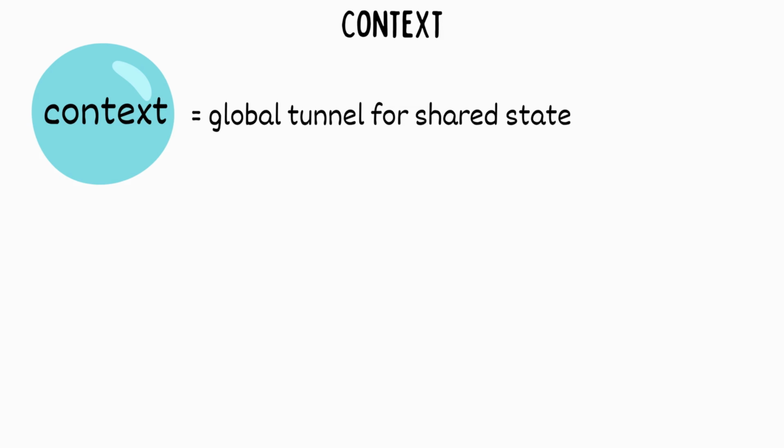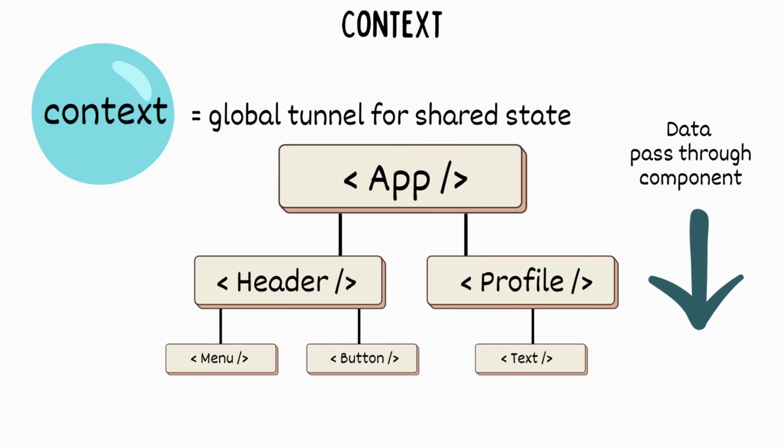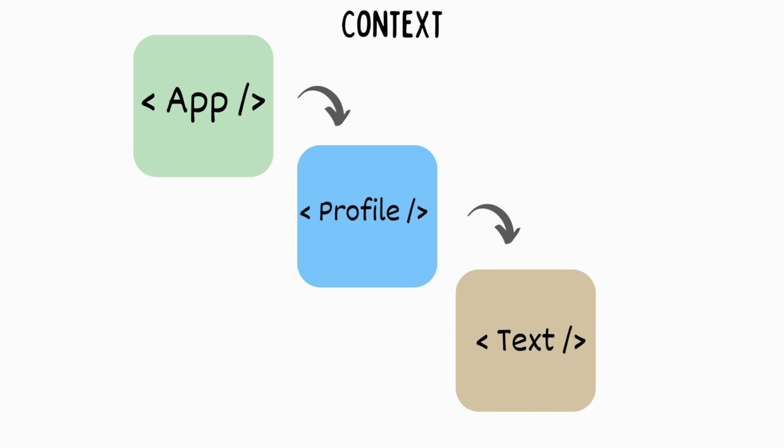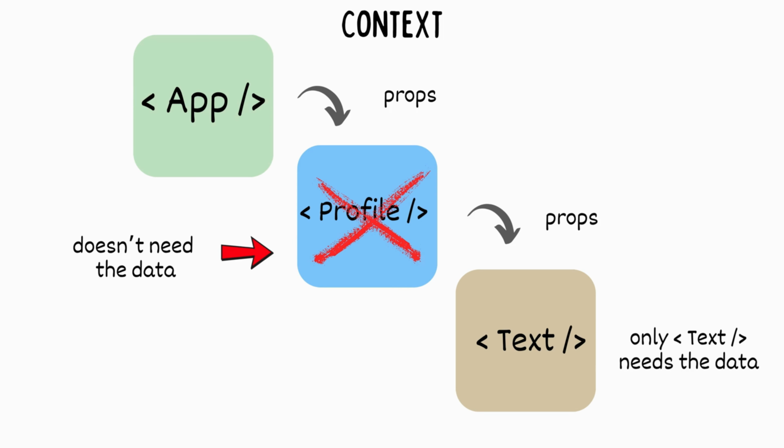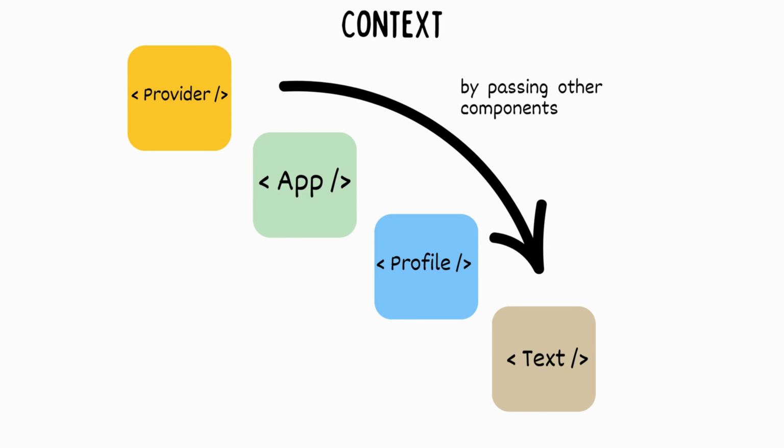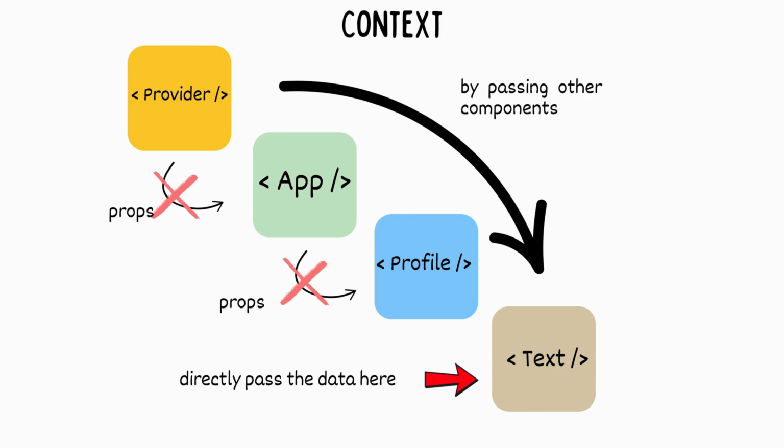Context is a powerful tool for managing state and sharing data across deeply nested components in React. In large apps, passing props down through multiple layers can get messy, especially when some components in the middle don't even need the data. This is called prop drilling. Context solves this by letting you bypass prop drilling entirely and pass data down through your app without having to pass props through every level of the component tree.